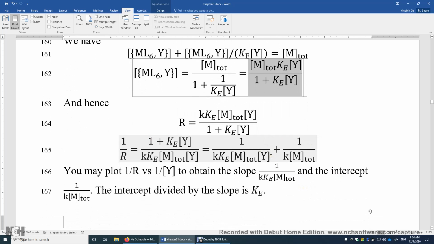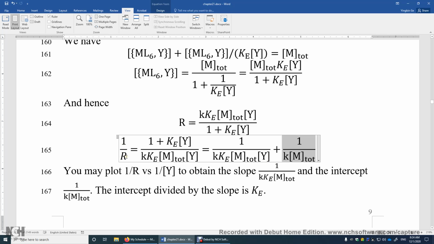It's linear. What's the slope? The slope is 1 over K sub E times M total. That's the slope. What's the intercept? This is the intercept. As long as you make sure you use the same concentration of metal at the beginning, the total concentration of the metal is the same. And then you do the experiment. You change the concentration of Y. Y is the entering ligand. You measure the reaction rate.